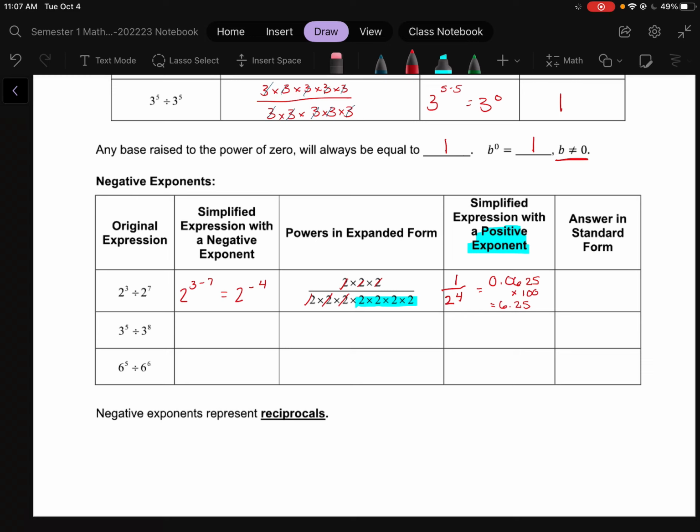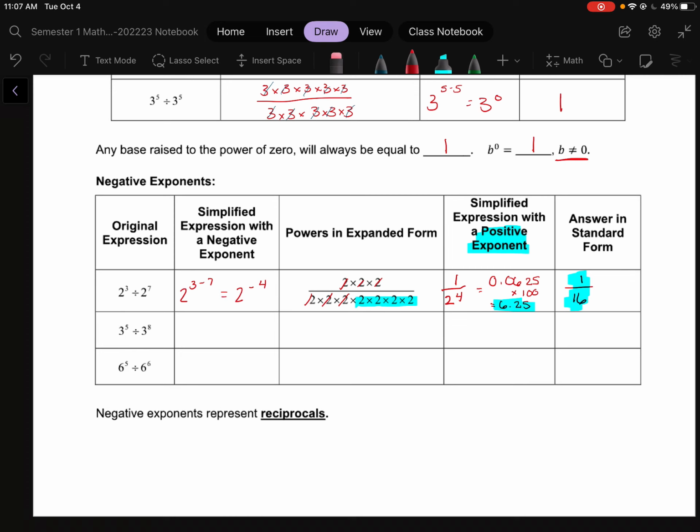Now to go into standard form, we should know how to do this from our previous lessons. It would be 1/16, okay? So make sure we know how to go from our simplified expression into our standard form. So now, if we take a look at our simplified expression and our standard form, 6.25 is the exact same answer as 1/16. So now, let's look at the next example below.